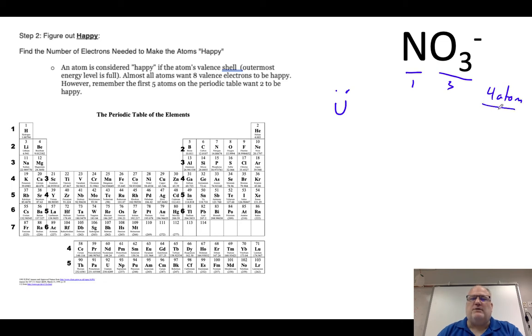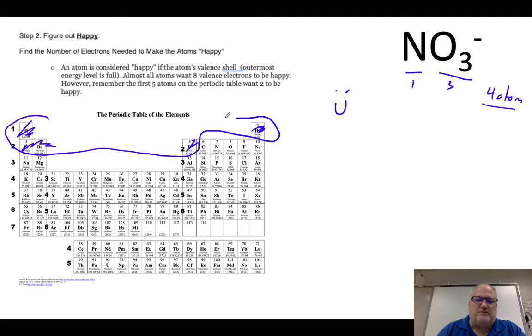One of the things we've talked about a lot in class is how many electrons it takes to make an atom happy. Every single atom on the periodic table, except for the first 5, and I'm going to shade in these first 5, and that's probably the worst way to do it. I probably should have just circled this because they're not supposed to be scratched out or anything.